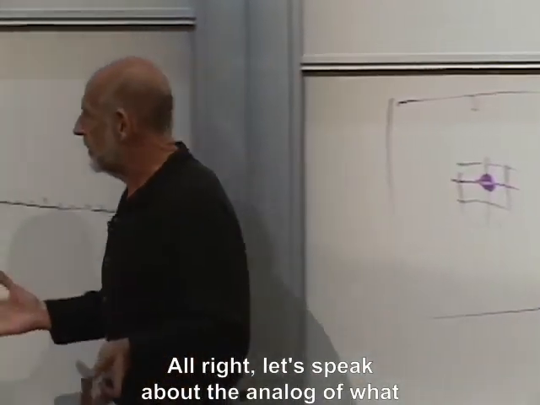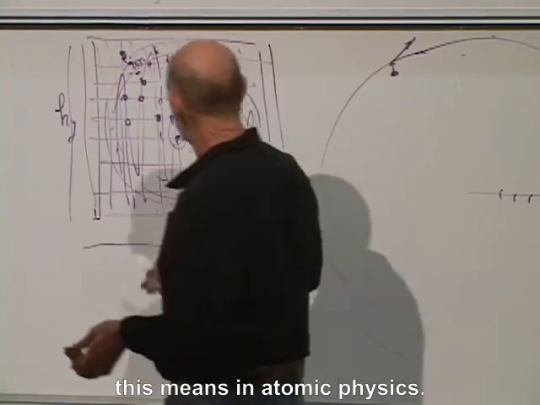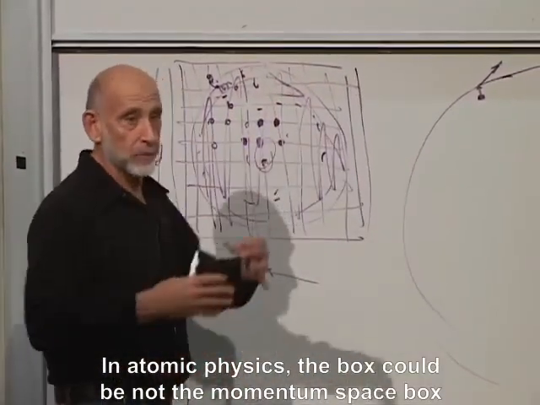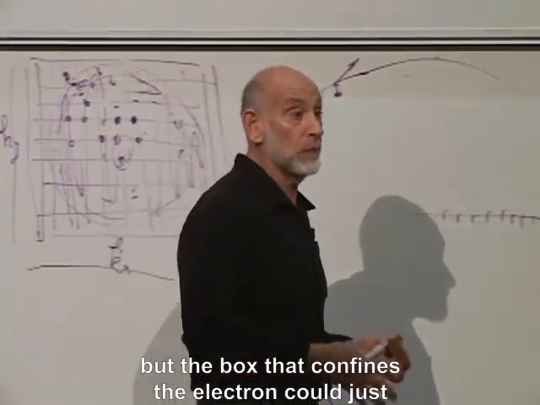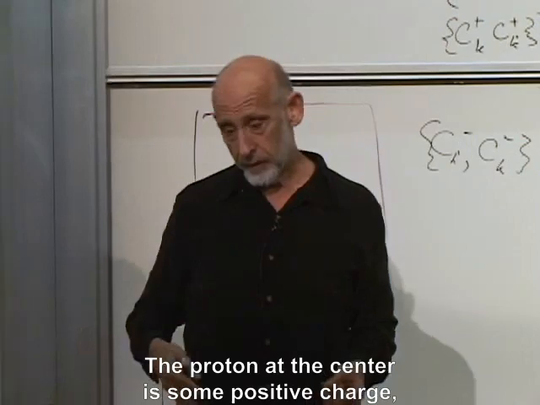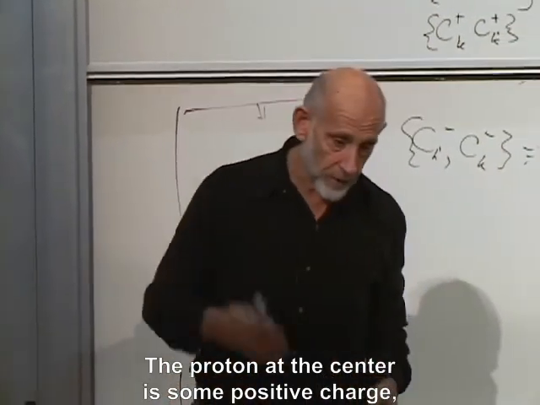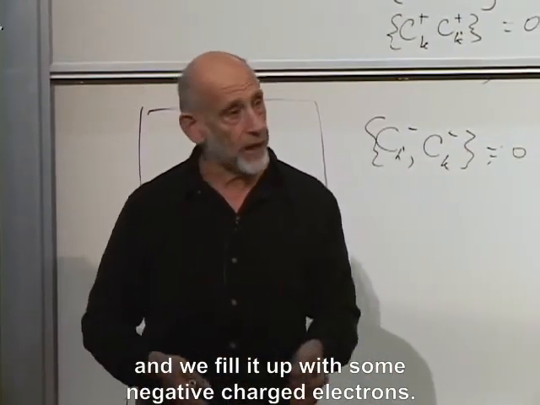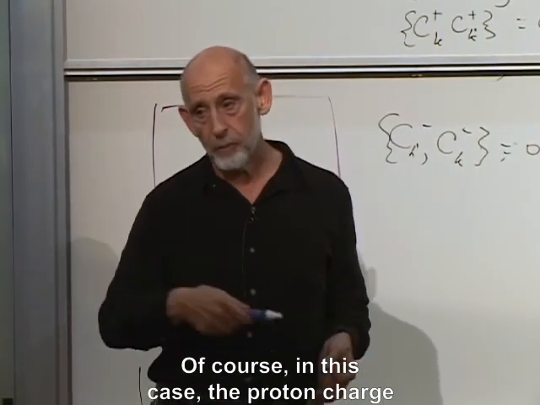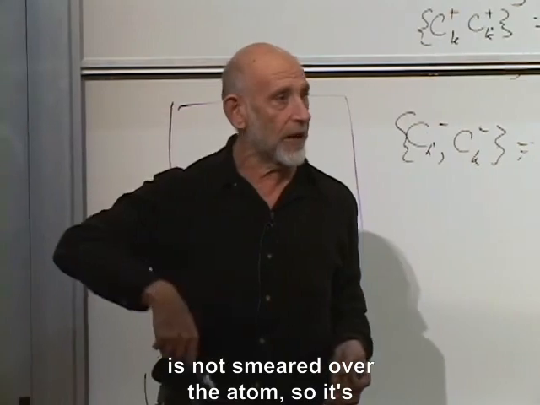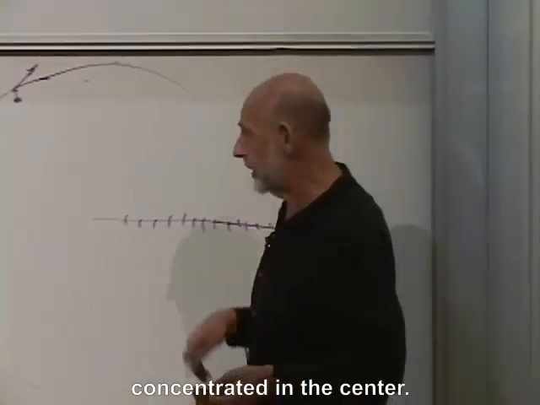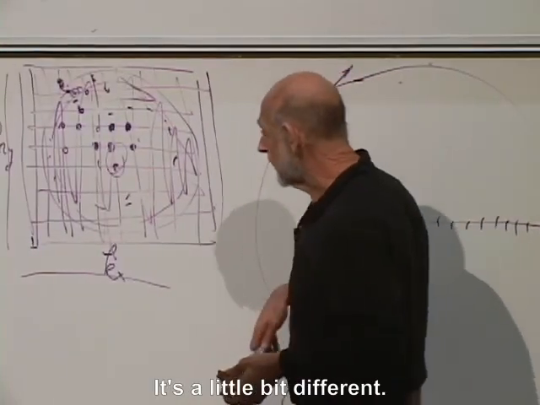Let's speak about the analog of what this means in atomic physics. In atomic physics, the box that confines the electron could just be the atom, not the momentum space box. The proton at the center is some positive charge, and we fill it up with some negatively charged electrons. Of course, in this case, the proton charge is not smeared over the atom, so it's concentrated at the center. It's a little bit different.